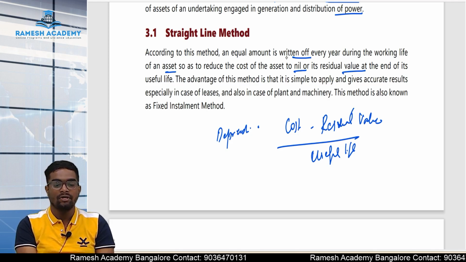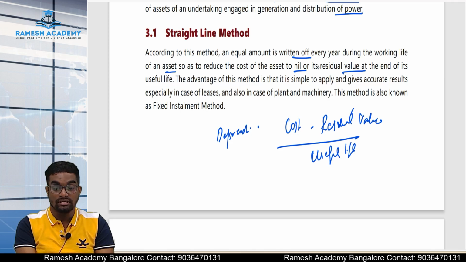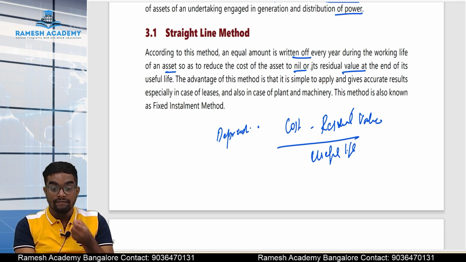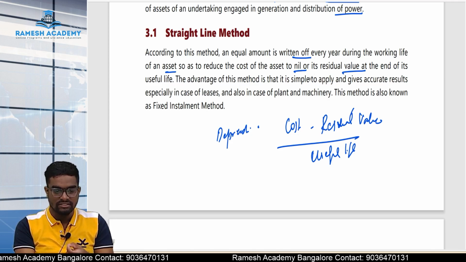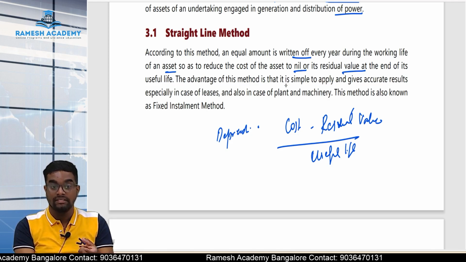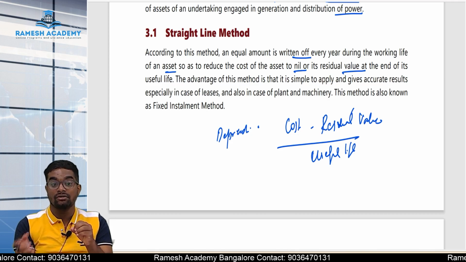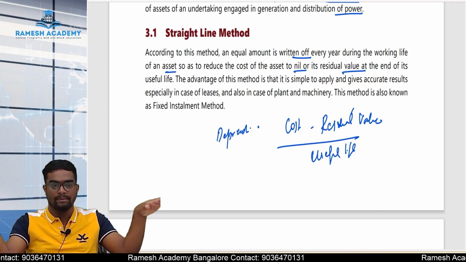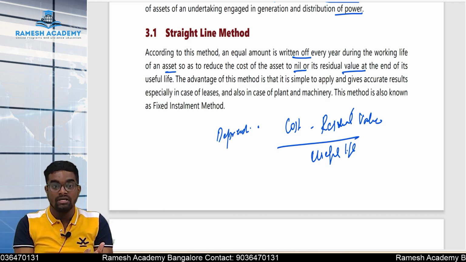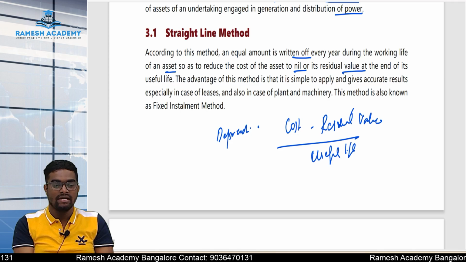See, equal amount is written off, which means depreciated every year during the working life of an asset so as to reduce the cost of the asset. So now the cost of the asset will be zero. If the residual value is zero, the cost will be zero because everything will be depreciated, and it will be residual value if there is a residual value at the end of the useful life.